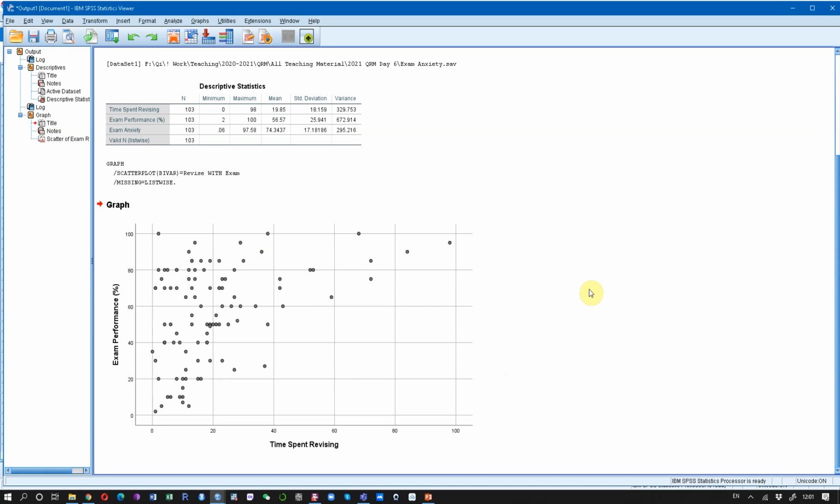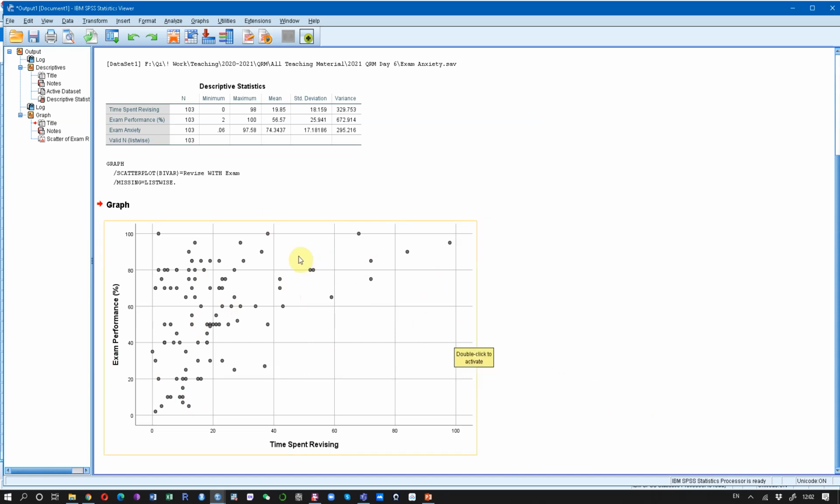You can see that it's rather random, or not so clear in terms of pattern, when there's low revision time. But when your revision time starts to grow, we can see that it actually helps in terms of lifting the exam performance. So of course, we could draw a correlation line across all these individual scattered dots.